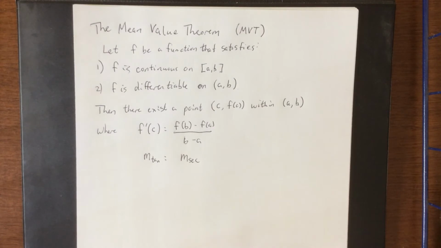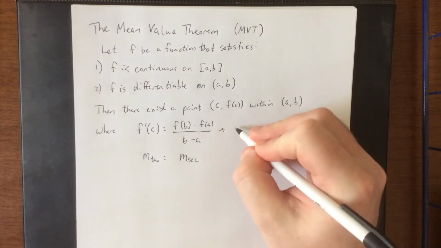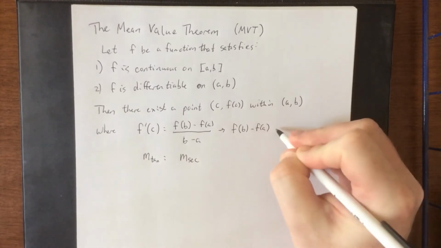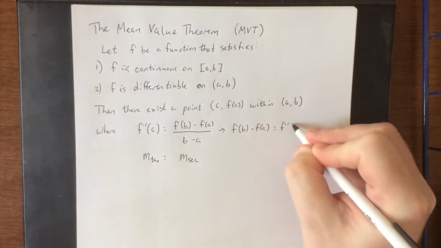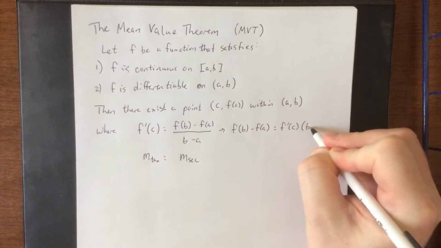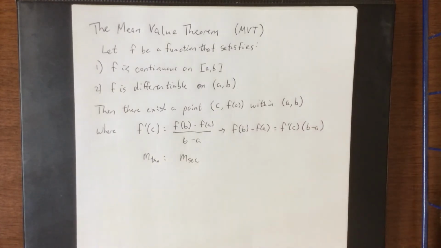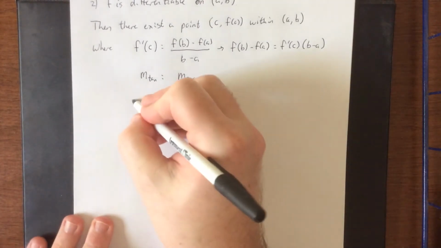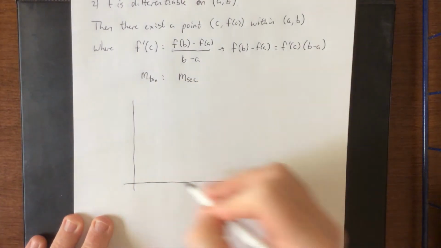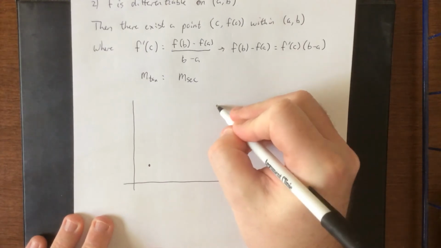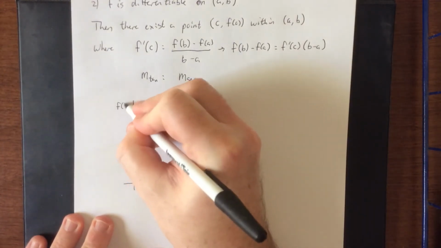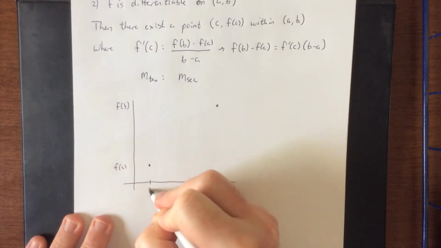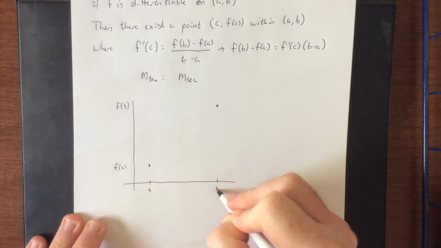So to help put this in perspective, the other way that you could say this is that f of b minus f of a is going to be equal to f prime of c times the quantity b minus a, if you wanted to write it in a form with no fractions. The picture associated with this is going to be very similar to what we saw for Rolle's theorem, with the exception that the y values don't have to be the same.